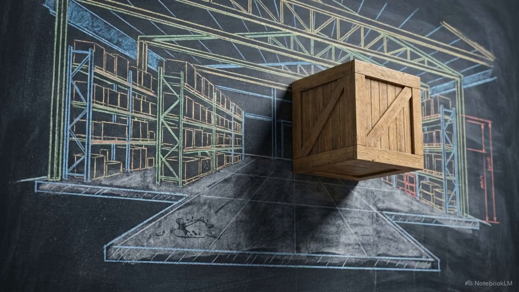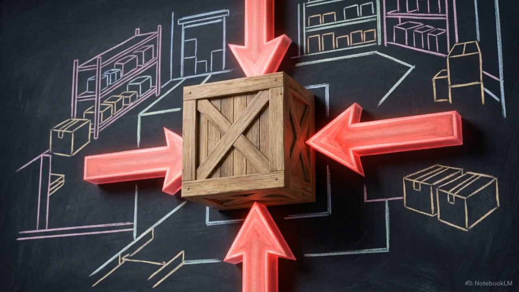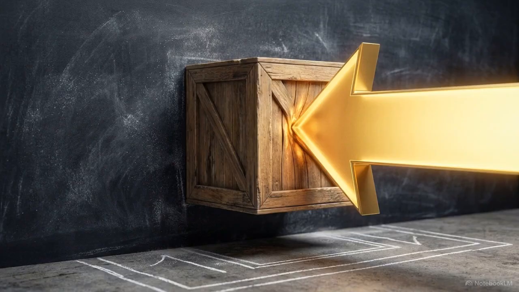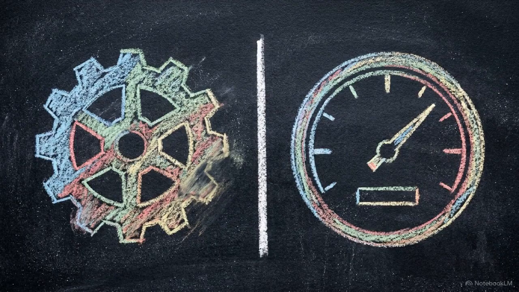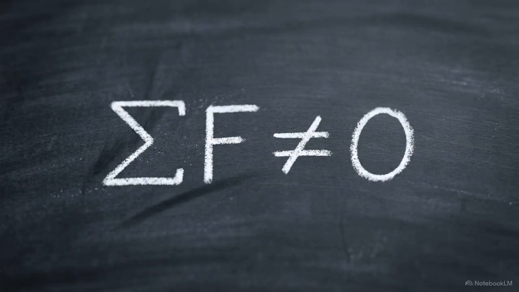In reality, objects rarely experience just one force. When multiple angled or opposing forces act on the same object simultaneously, we must calculate their mathematical sum. That sum is the net force. Acceleration is not a force. It is a measurable change in an object's state of motion. It occurs only when the sum of all forces acting on a system does not equal zero.